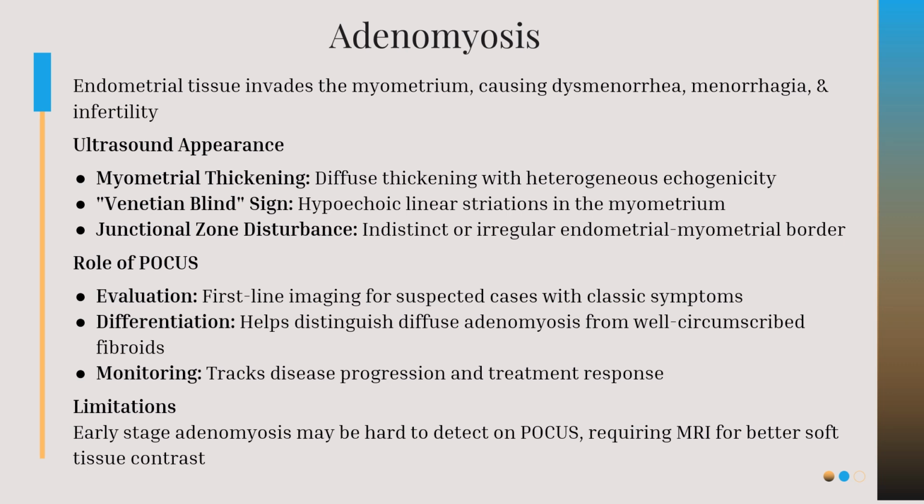Endomyosis, it's an endometrial tissue invades the myometrium, causing a lot of painful periods, heavy bleeding, and infertility problems. You're going to be noticing on the ultrasound that the myometrium is thicker. It's a little hard sometimes for people to tell the endometrial thickness versus myometrial thickness. It's going to be diffuse thickening throughout with heterogenic echogenicity. There is the Venetian blind sign, the hypoechogenic linear striations in the myometrium will be present.